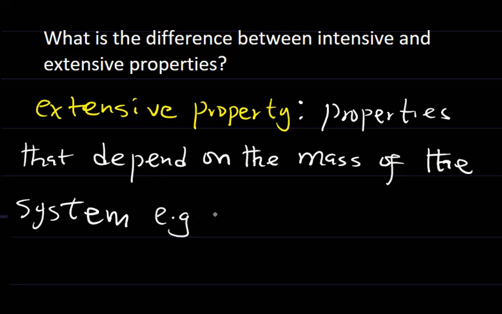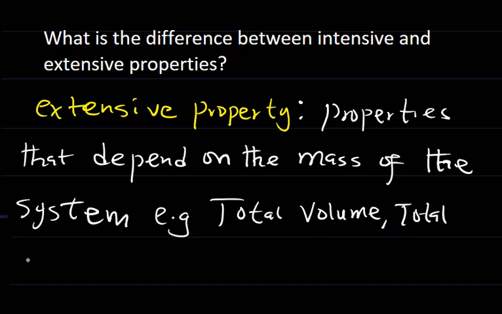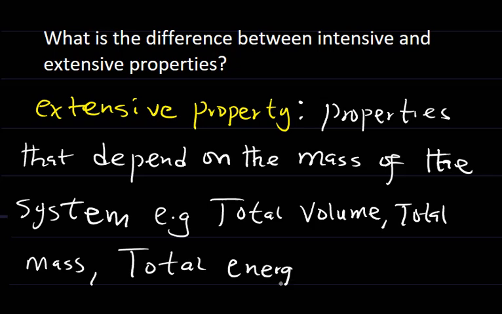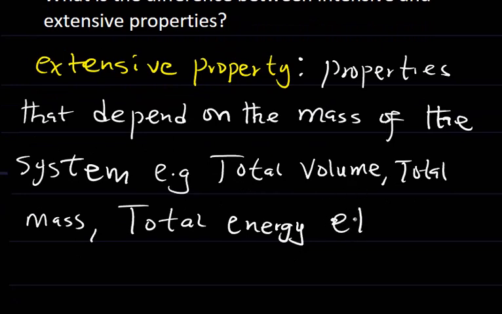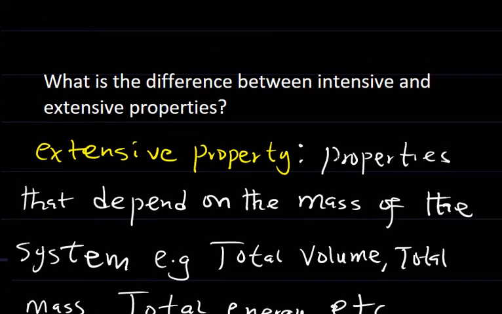Examples of properties that depend on the mass of the system: one of them is total volume of the system, total mass of the system, and even the total energy of the system. They are extensive properties, because their value depends on the mass of the system. For example, total volume of the system will increase when the mass of the system increases. Please take note of that.